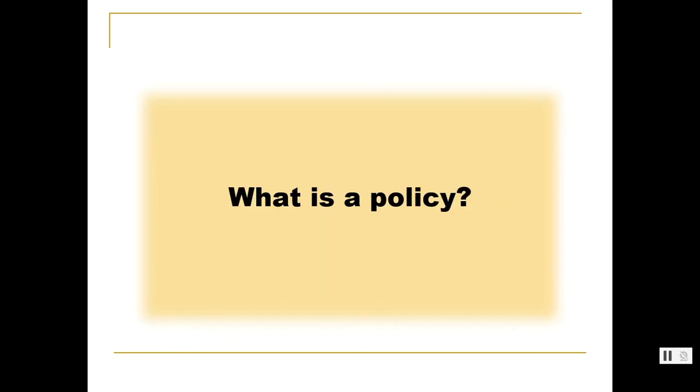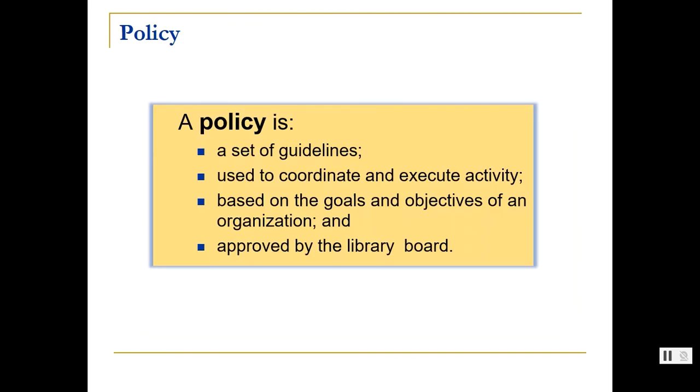So what is a policy? A policy is a set of guidelines used to coordinate and execute activity based on the goals and objectives of an organization. The library board spends much of its time on developing policies that reflect the library's philosophy of service. Policies should reflect local, state, and federal law, as well as local and state standards. Well-defined and well-written policies guide trustees and staff in carrying out their duties.